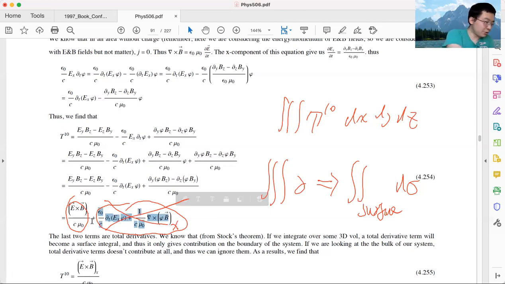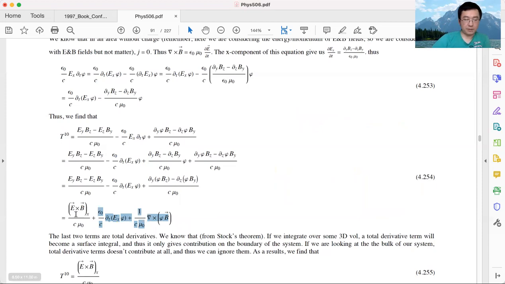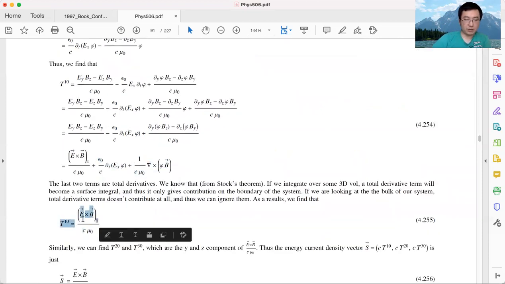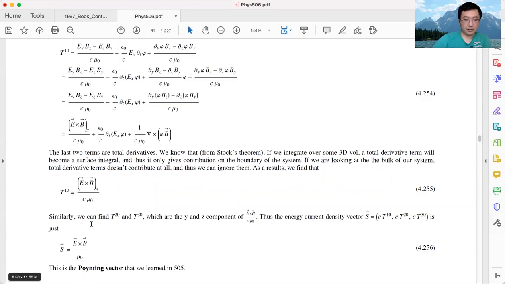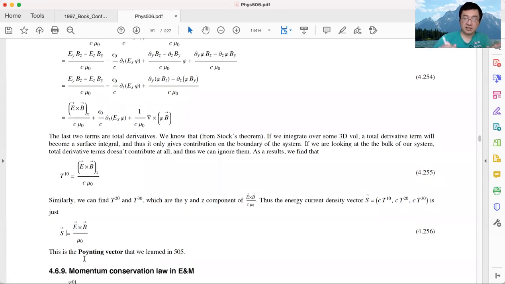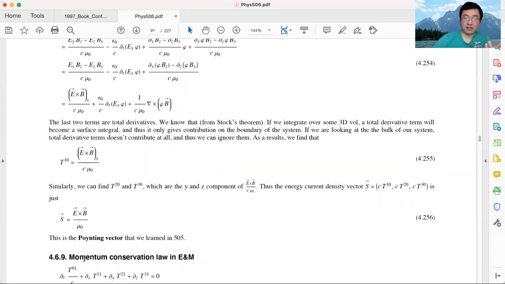Once we throw away the last two terms, only the first term remains, and we find that T10 is actually this. And we can repeat the same thing for T20 and T30. Remember, the energy current density is T times the speed of light. So we multiply this with the speed of light, and then we find that the energy current density is actually E cross B over mu zero. This is again what we learned in 505. This is the Poynting vector.